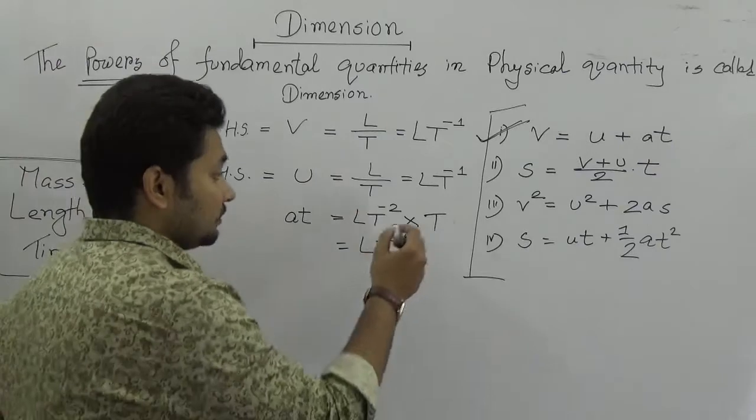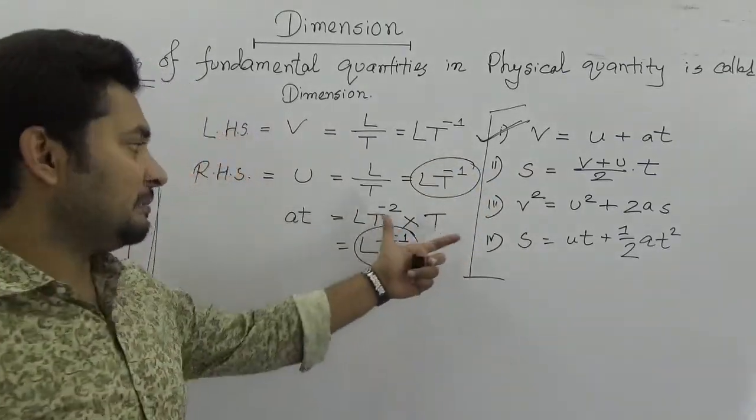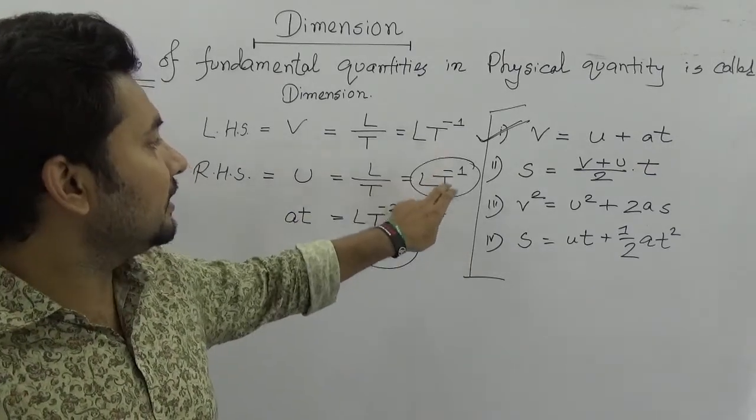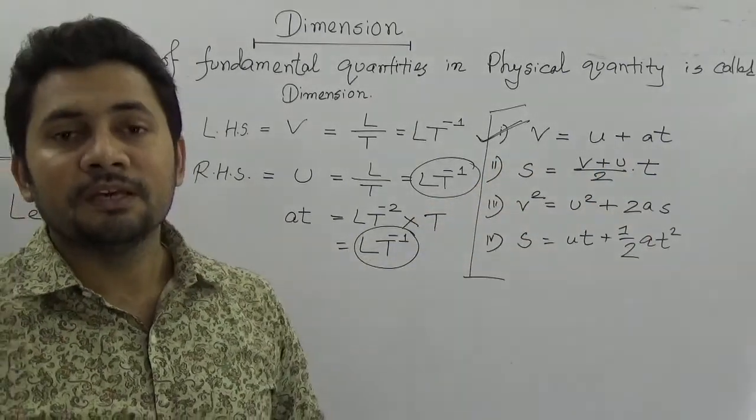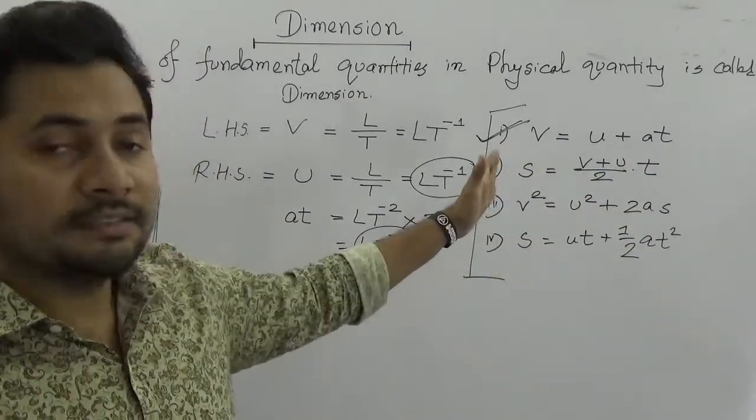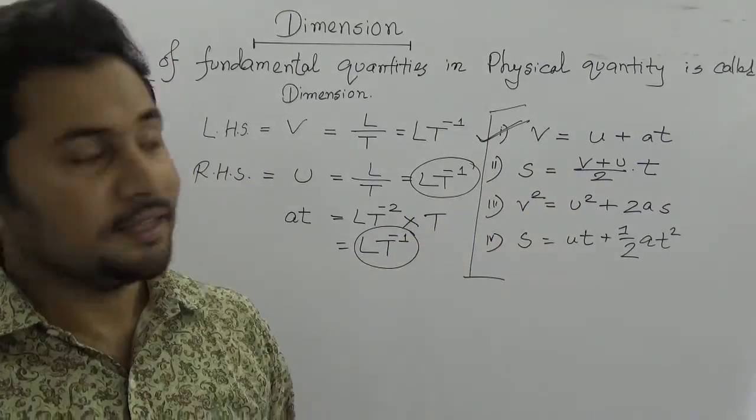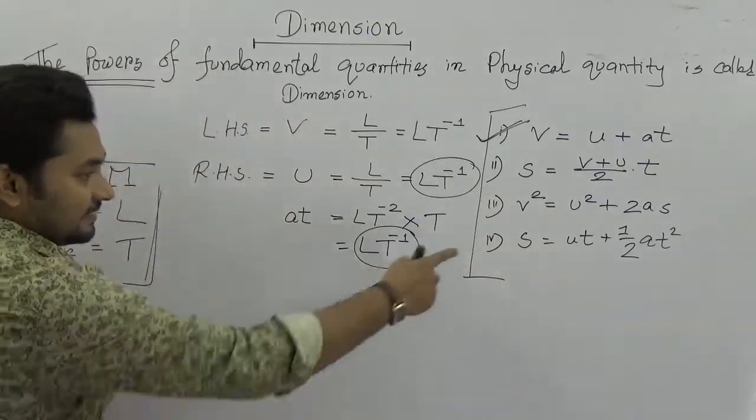Somebody can say that we can make it L over T plus L over T equals 2L over T. No, it should not be. So it is equal on the left hand side and the right hand side. So we can also validate the equations through the dimensional equations. And if you see the last one, we will find it like this.